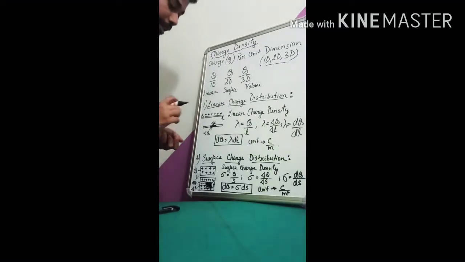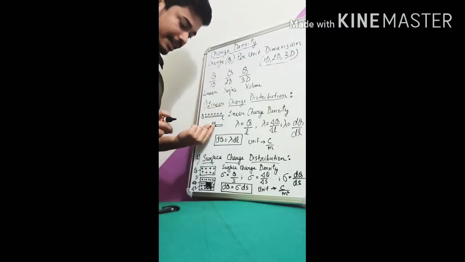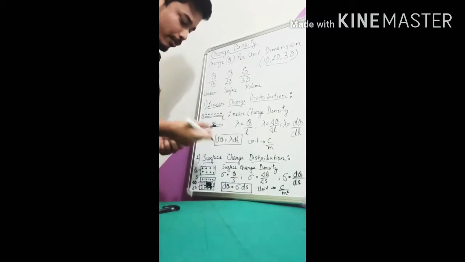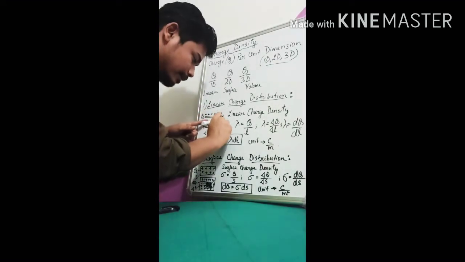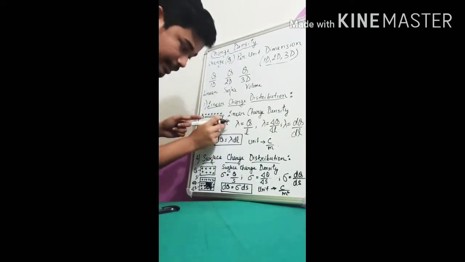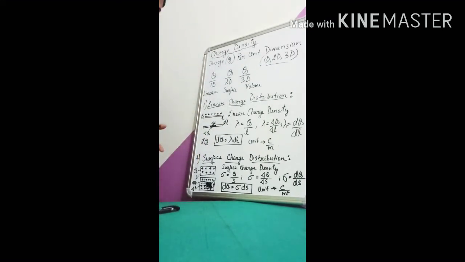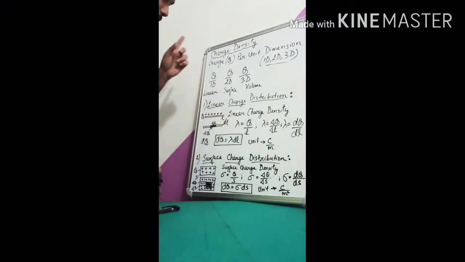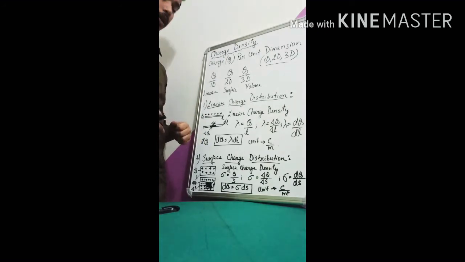Next, if we consider this length element to be infinitesimally small, and the charge present in that part will also be very small, in that case we will consider the length of the conductor element to be dl and the charge to be dq. We consider the small length element to be dl and the total charge present in that element to be dq.